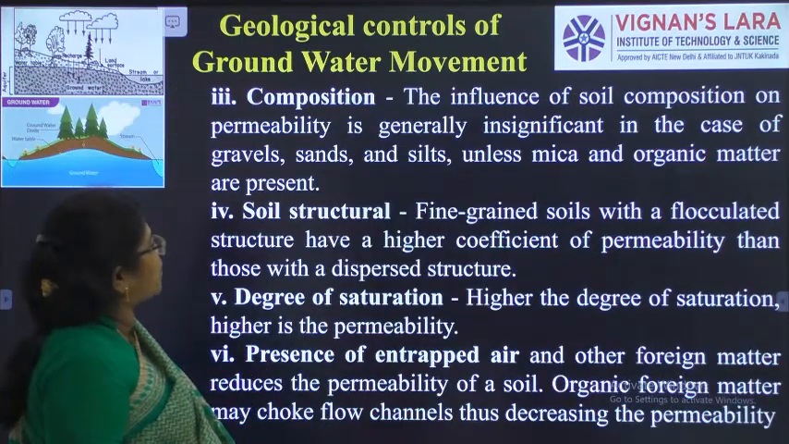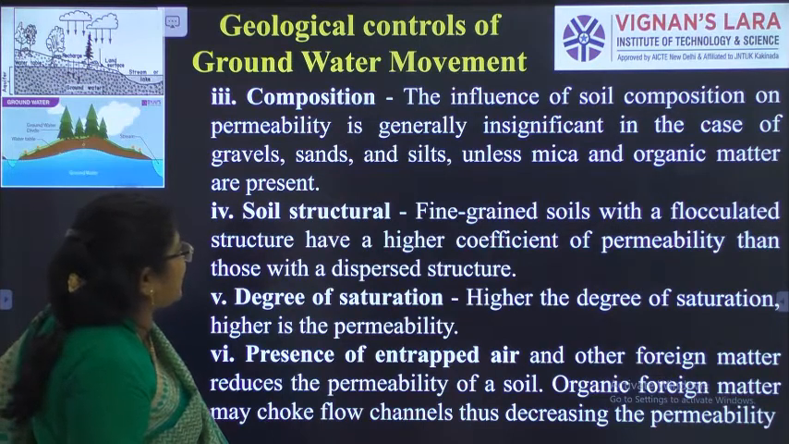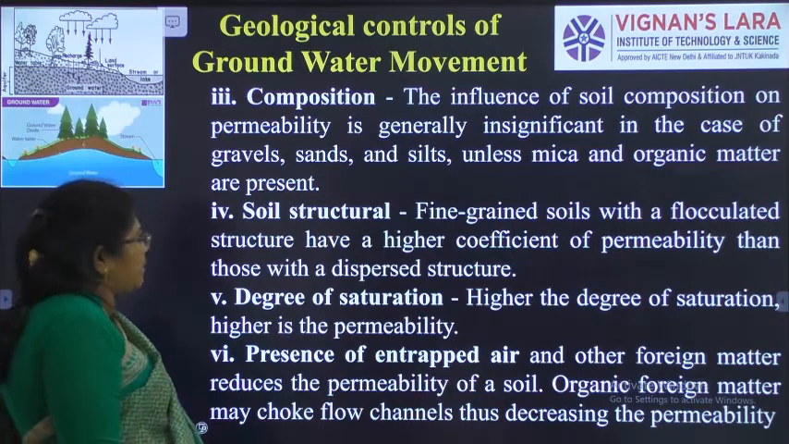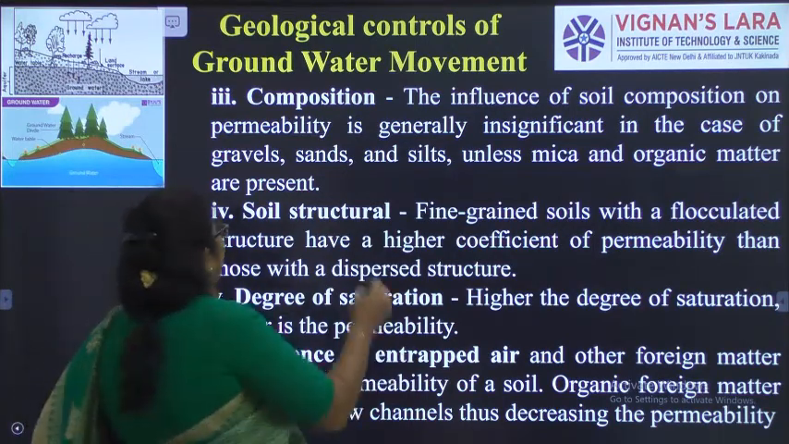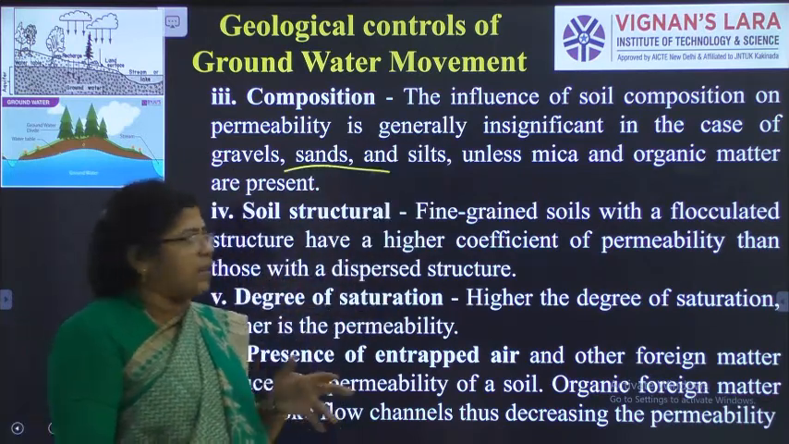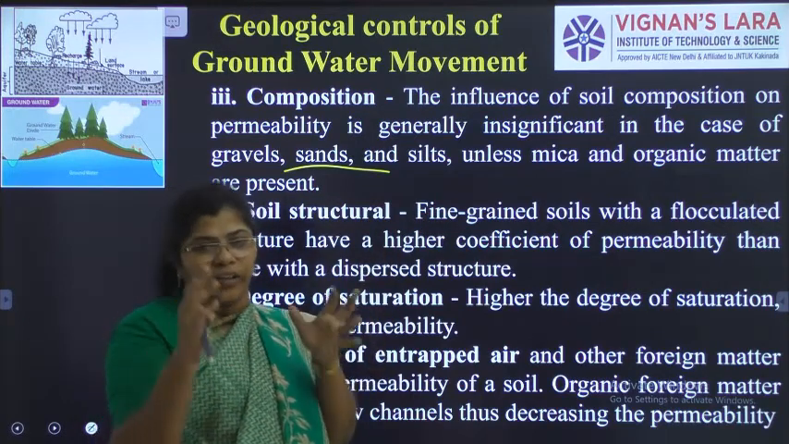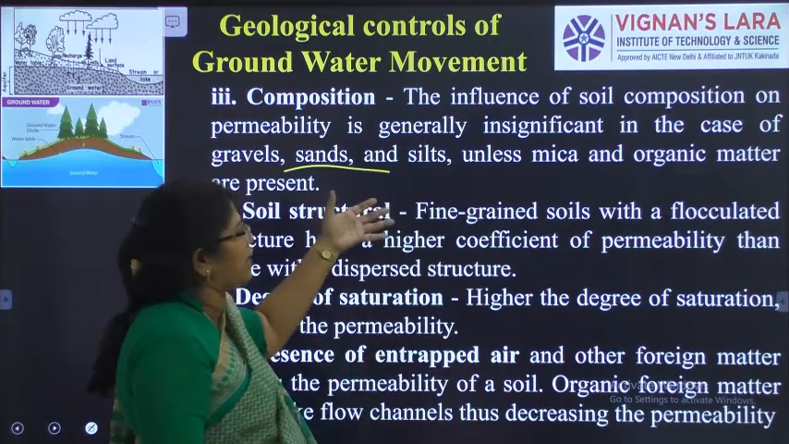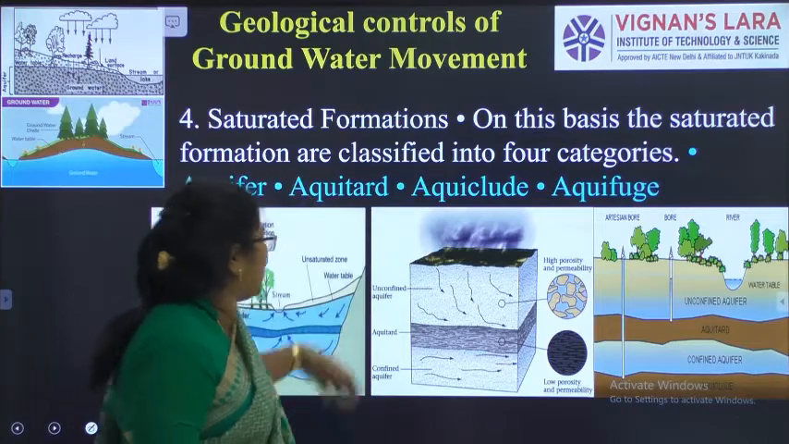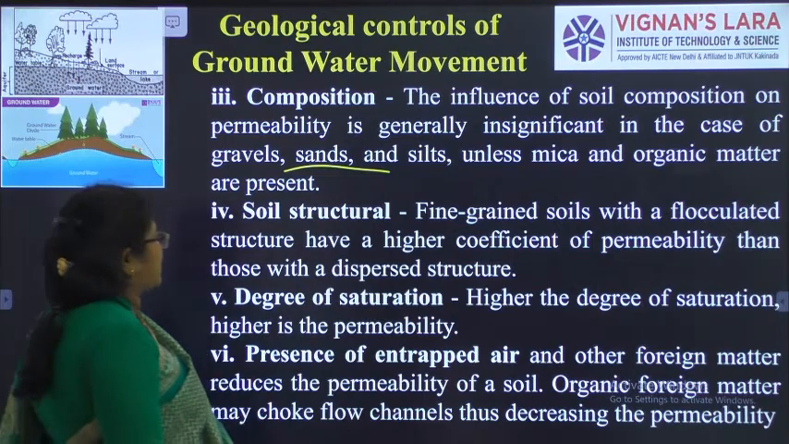Third one, composition. The influence of soil composition on permeability is generally insignificant in the case of gravel, sand and silt unless mica and organic matters are present. So if it contains gravel, sand and silt, the soil will be easily porous. But mica or organic matters will not allow the continuation of the pores and hence it will have very less porosity. So the third point is the composition of the soil layer.